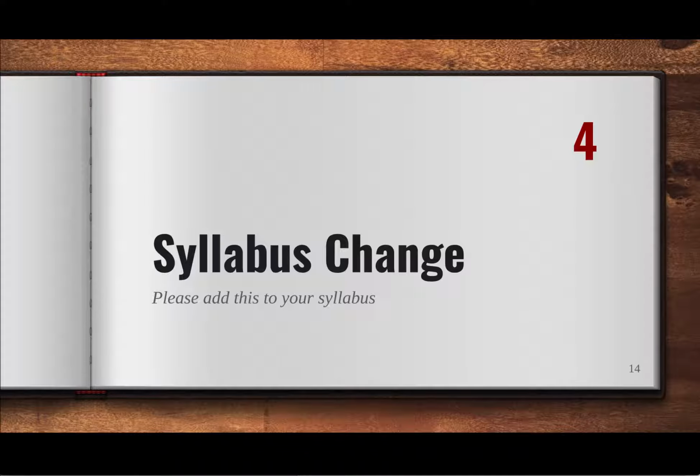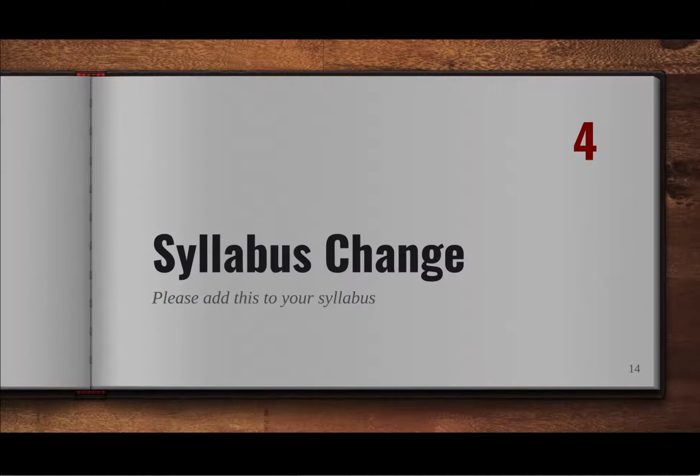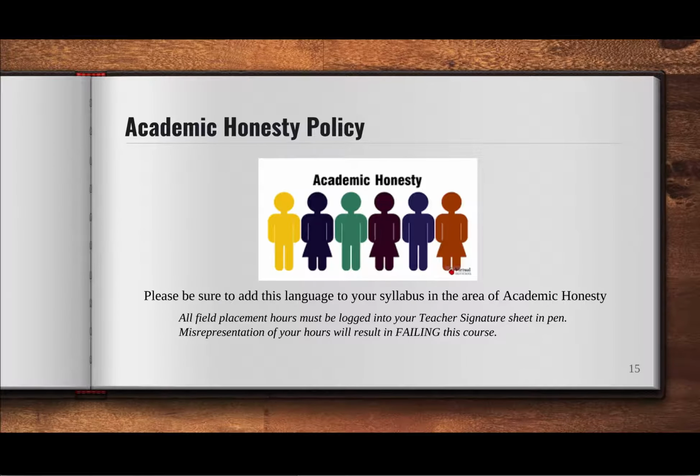All right, so we have one major change that we'd like you to add to your syllabus. This is important because we ran into some issues this semester. Under the section on your syllabus that houses academic honesty policies, be sure to add this language. It should say, and it doesn't have to be exactly these words, but it should be very close. All field placement hours must be logged into your teacher signature sheet in pen. Misrepresentation of your hours will result in failing the course.